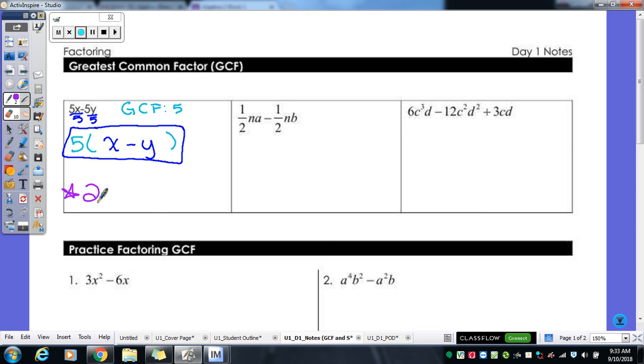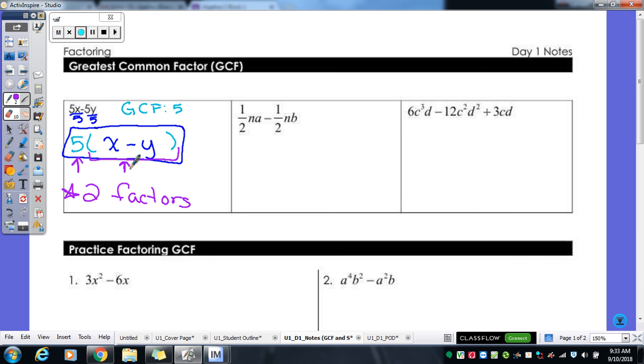This has 2 factors. The 5 is one of your factors. Everything in the parentheses is your second factor. So your second factor would be the x minus y. And I always point that out because a lot of times they ask that and kids don't realize that. You got 2 factors there. You've got the number 5 and then the x minus y.